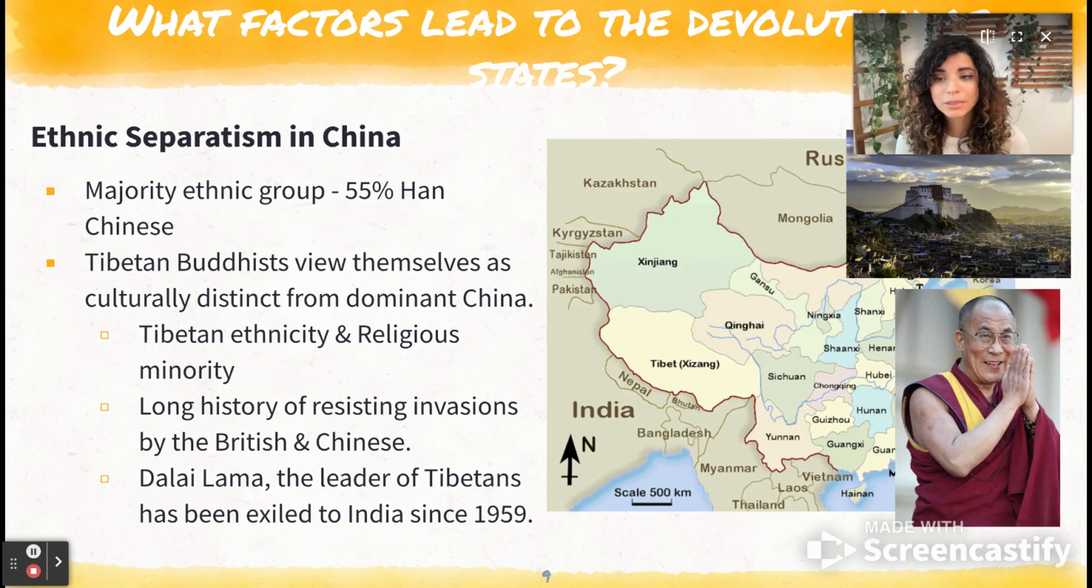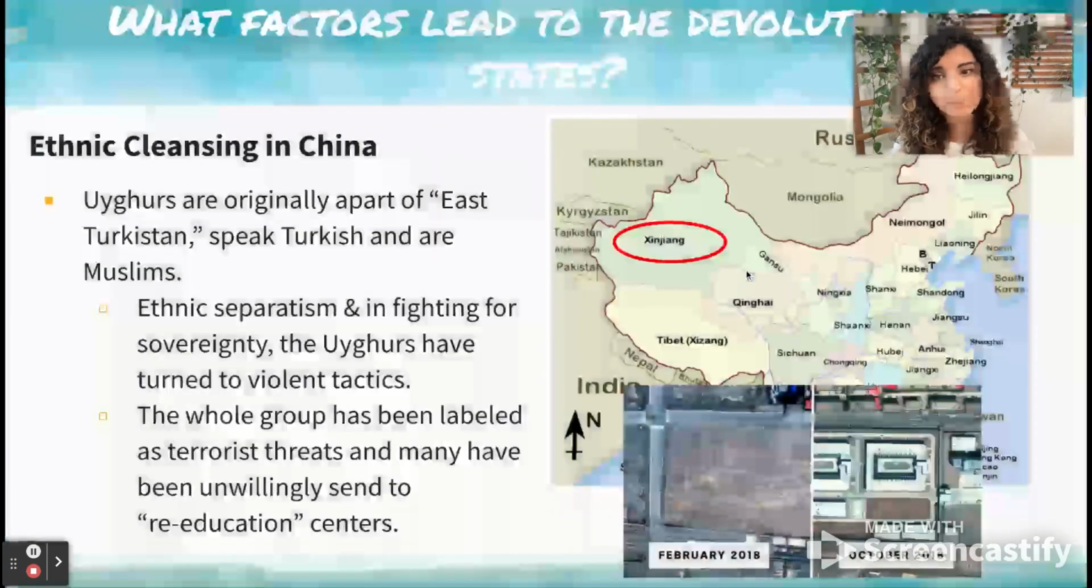Tibetan Buddhists view themselves as culturally distinct from the dominant China. They feel that they are their own ethnicity and religious minority, and they have a long history of resisting invasions. So the Dalai Lama has been exiled to India since 1959, and up to today, they continue to advocate for themselves to be their own independent region.